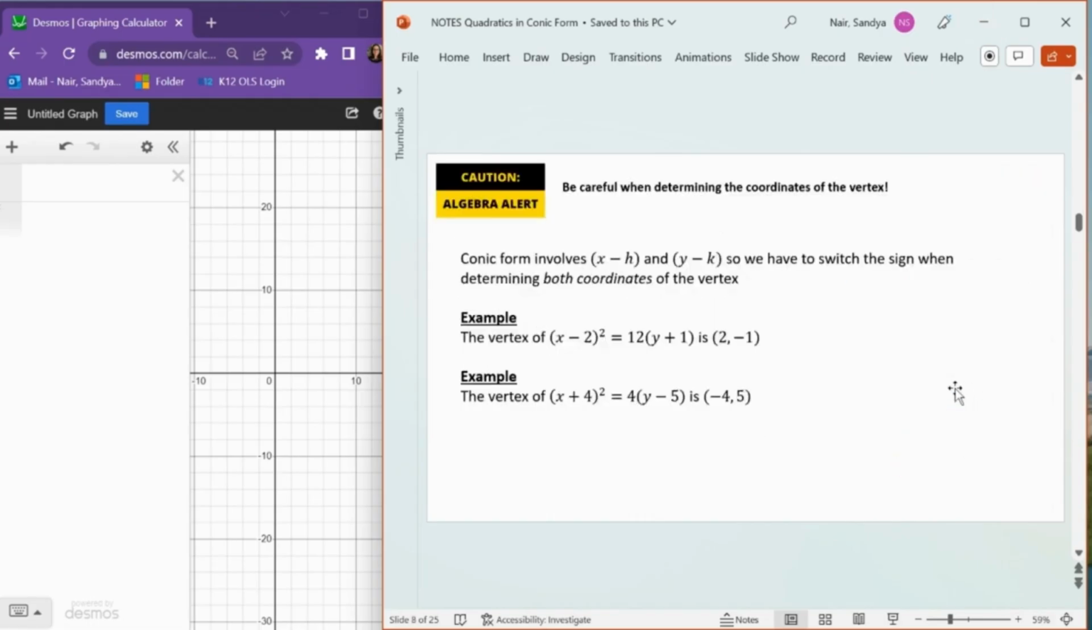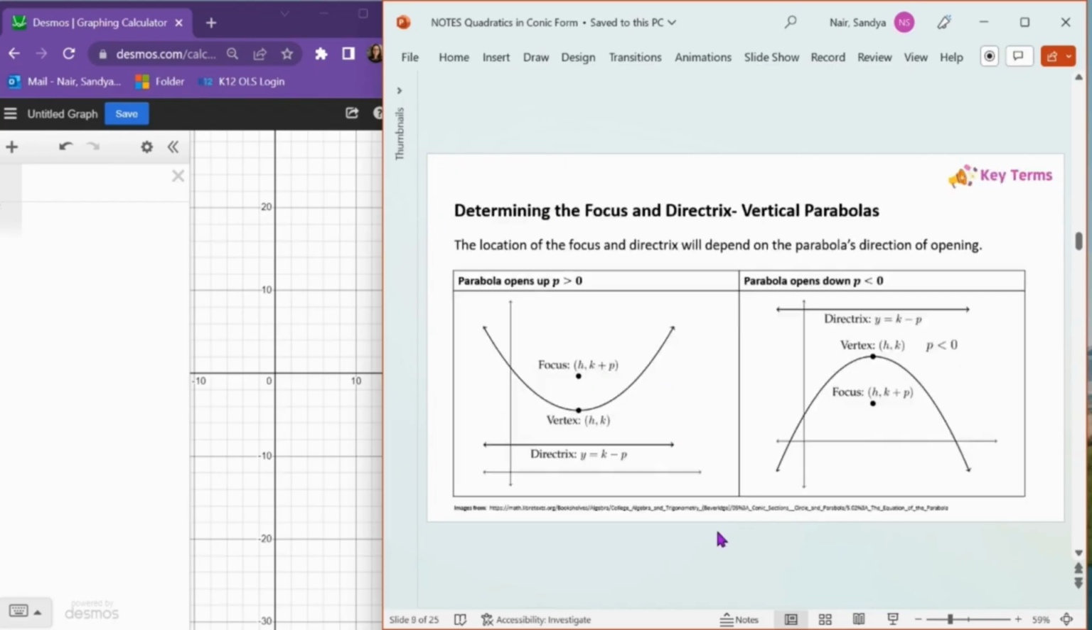Remember, once again, be careful when determining the coordinates of the vertex. Conic form involves x minus h and y minus k, so we have to switch the sign on both coordinates when determining the vertex. When we determine the focus and the directrix of vertical parabolas, it's going to depend on the parabola's direction of opening. If the parabola opens up, the focus is going to be here, within the parabola, and the directrix is going to be on the outside. We're going to use these formulas to determine the focus and the directrix.